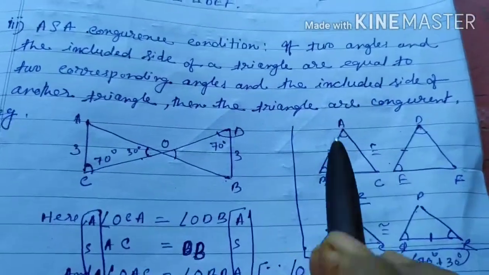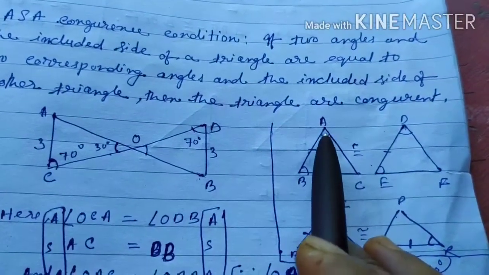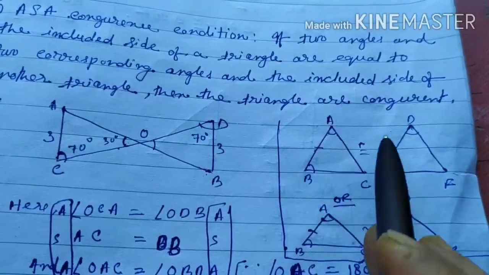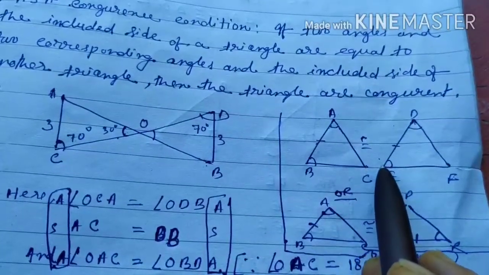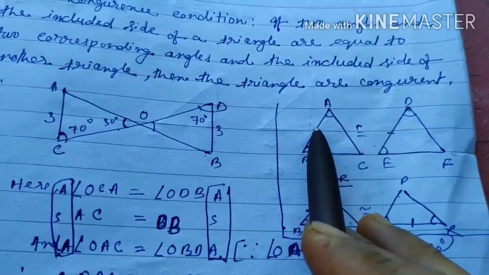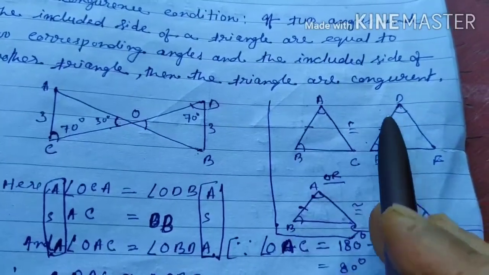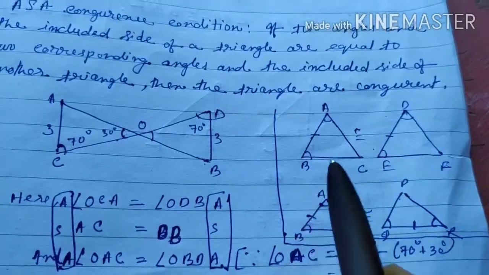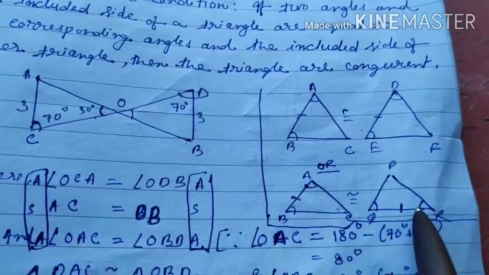For example, in triangles ABC and DEF, according to angle side angle, angle A equals angle D, and AB equals DE as corresponding sides, and angle B is equal to angle E. The side between the two angles is the included side. This satisfies the condition, so angle side angle is satisfied.